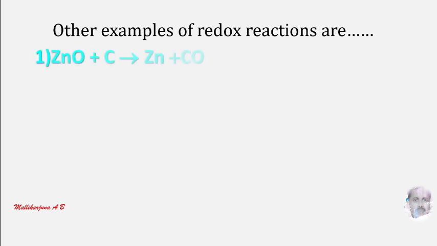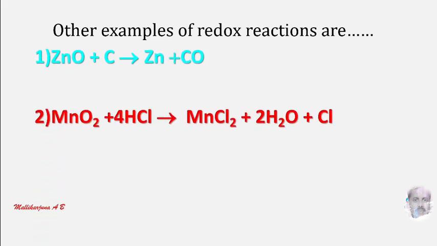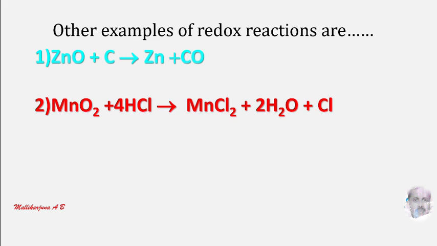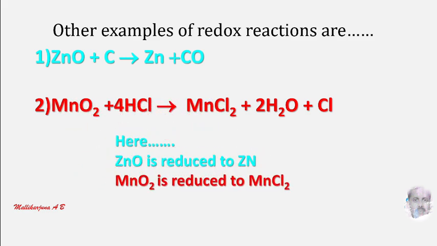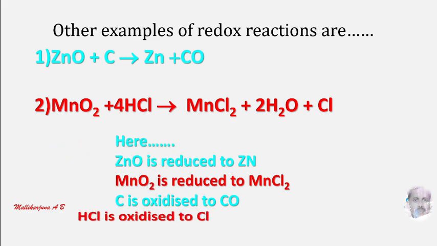Other examples of redox reactions: zinc oxide reacts with carbon to form zinc plus carbon monoxide. Manganese oxide reacts with hydrochloric acid to form manganese chloride plus water plus chlorine. Here, zinc oxide is reduced to zinc, manganese oxide is reduced to manganese chloride, coke is oxidized to carbon monoxide, hydrochloric acid is oxidized to chlorine.